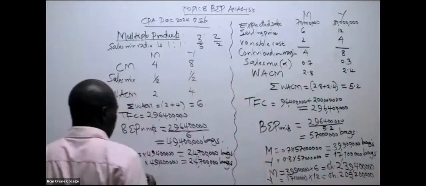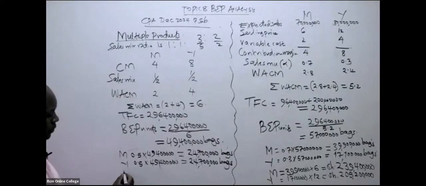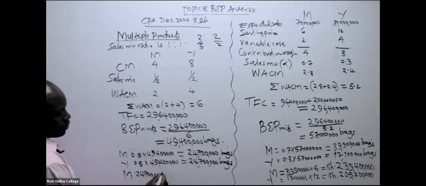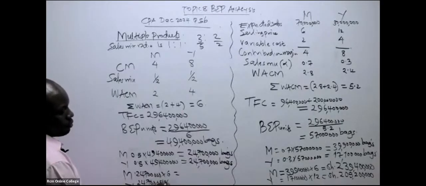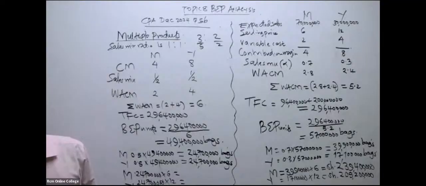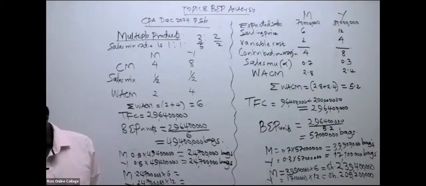Good. What do we need to do? Product M, I have 700,000 multiplied by 6. Then product Y, 700,000 multiplied by 12. Product M, how much do we have? 296. 2 million.